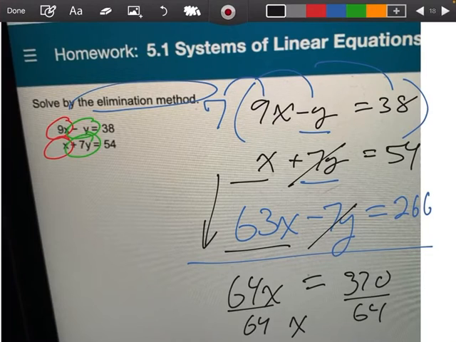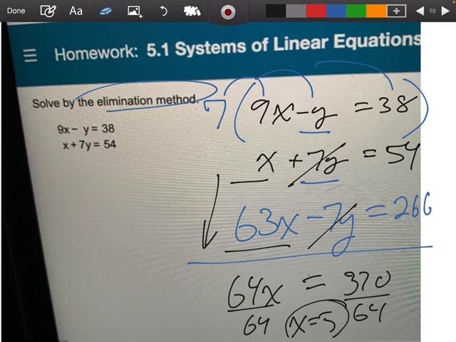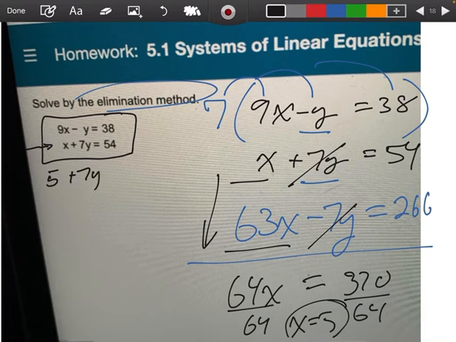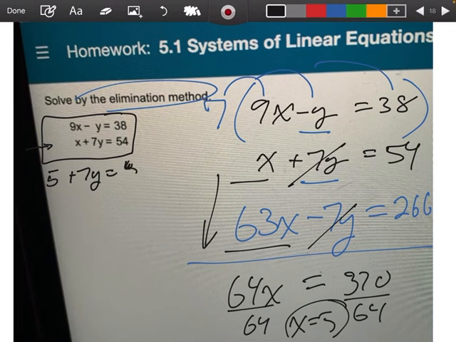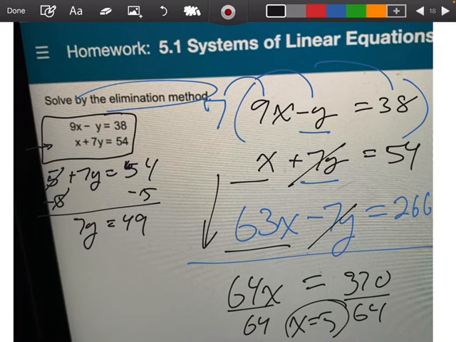All right. I know that x is 5. I need to find y. Okay, so what I'm going to do, y'all, is come back to either one of those two equations. And everywhere I have the letter x, I'm going to plug in a 5. I'm going to use the bottom equation just because it's easier for me. So 5 plus 7y equals 54. So I'm going to subtract 5 on both sides. 7y equals 49. So when I divide both sides by 7, I'm coming up with y equals 7.